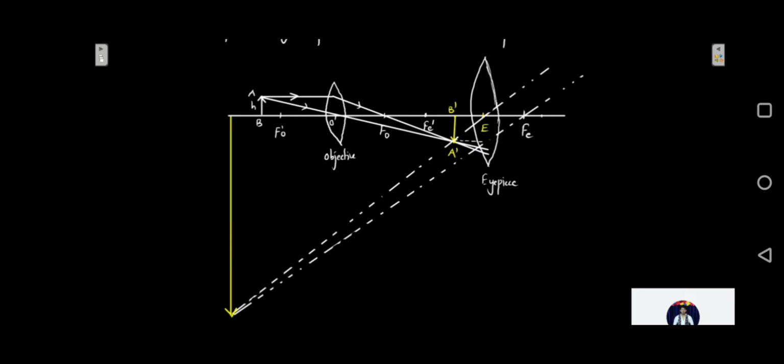Okay, so this is going to be your final image, that is B double dash A double dash, which is going to be formed at the least distance of distinct vision, that is the distance from here to here. This distance is going to be capital D.